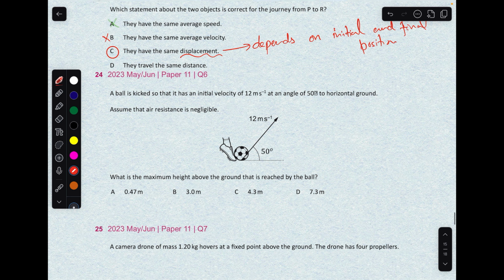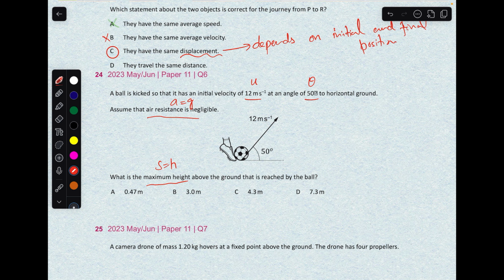In the next question, a ball is kicked so that it has an initial velocity of 12 meters per second at an angle of 50 degrees to the horizontal. Assume air resistance is negligible. It means a is equal to g. You have to find the maximum height, so s is equal to h, that you have to find.